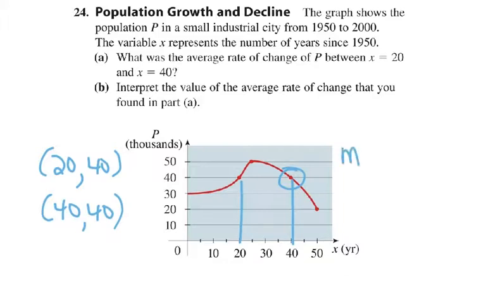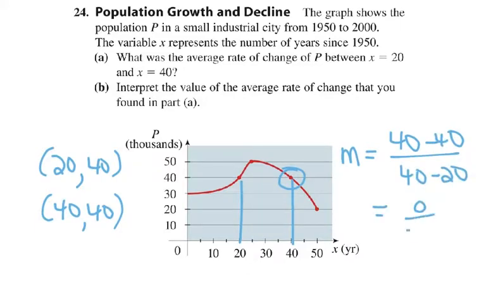So the average rate of change is going to be y2 minus y1 over x2 minus x1. 0 over 20 is 0. So that's saying that there was no change in population between 1970 and 1990.